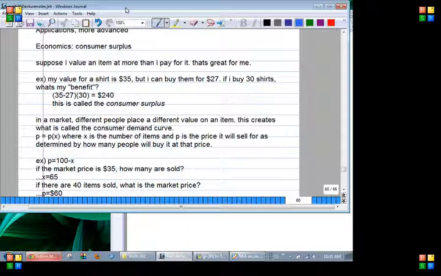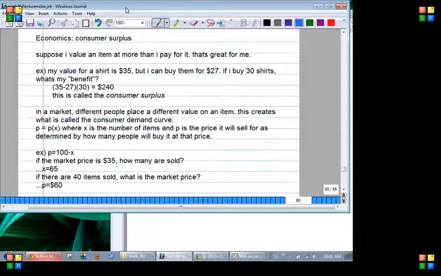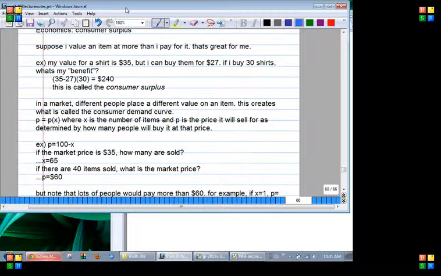Right. Now, there's naturally a lot more fancy economics. We could talk about consumer demand. We could talk about supply and all those sorts of things. If you take an economics class, that's what you'll do. But I want to talk about consumer surplus. So here's where we start talking about consumer surplus.